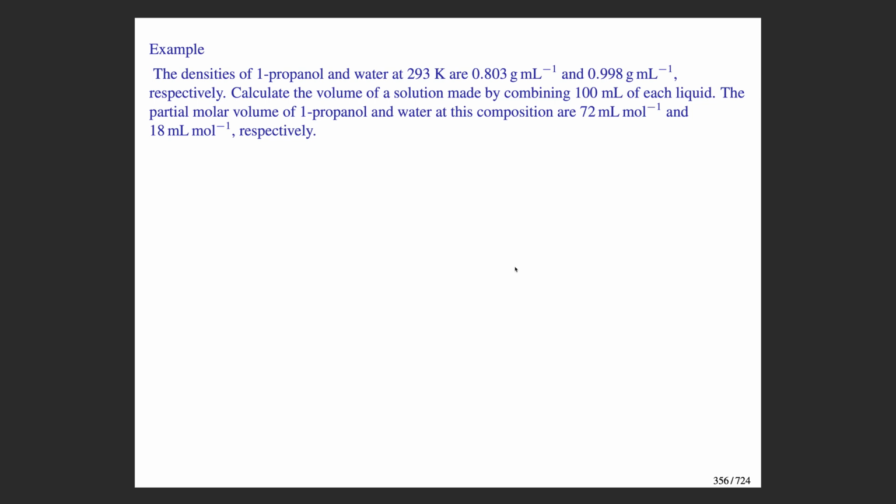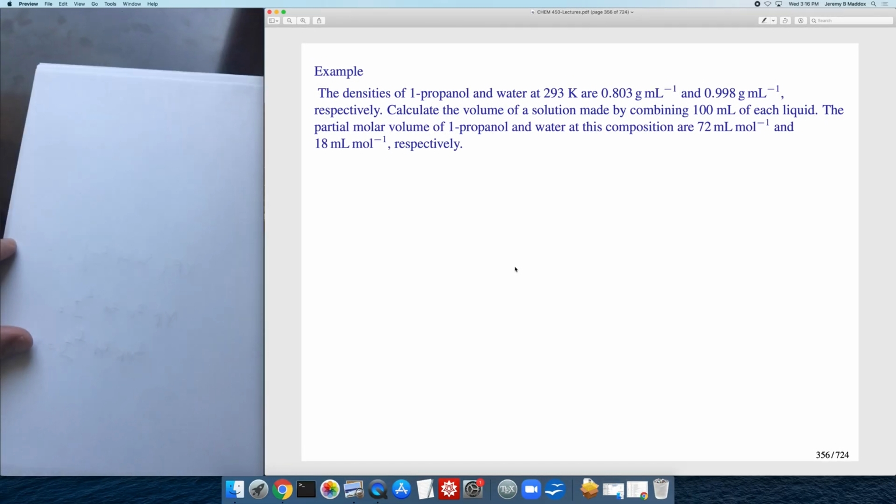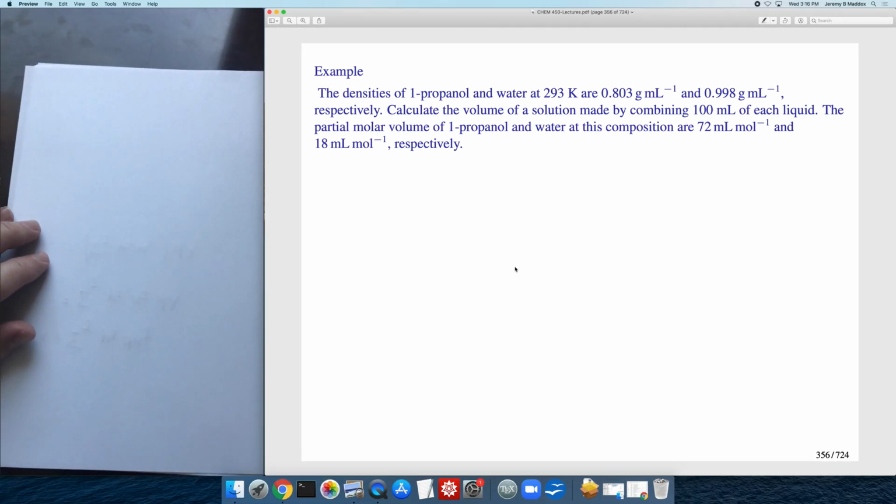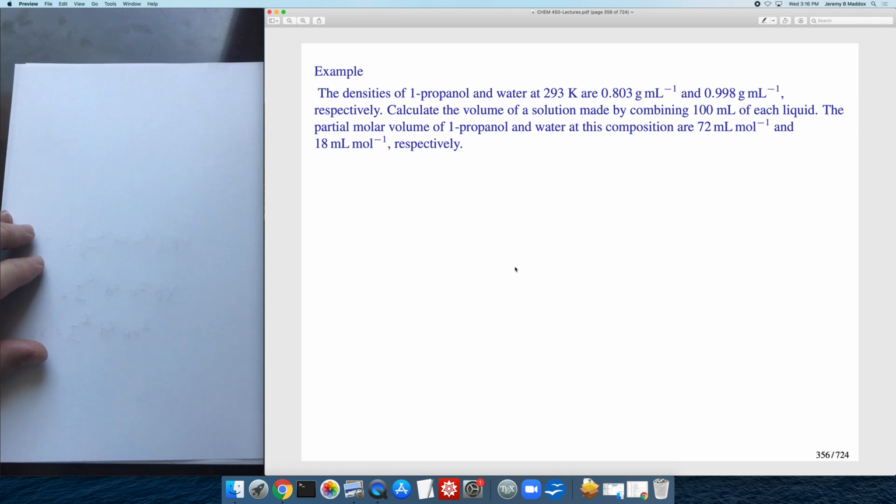Here we have a problem to work out involving partial molar quantities. We're talking about a solution containing 1-propanol and water. It's at 293 Kelvin, and they are giving us the densities of these two liquids. We're being asked to combine 100 milliliters of each liquid. We're then given the partial molar volume of both components, and they want us to calculate the total volume.